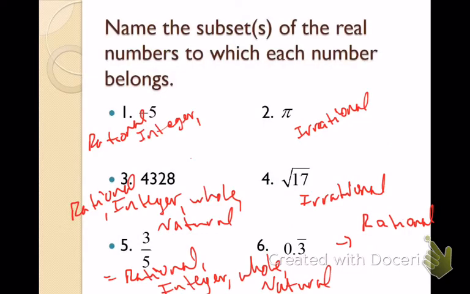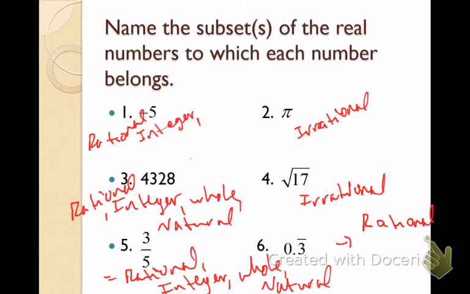So, -5 would be a rational number and an integer. It's a negative whole number, so it's definitely an integer, and so we go up into a rational number. Pi is irrational. 4,328 is a number that we can count with, and so it starts in the natural numbers and works its way all the way up into whole, integer, and rational. Square root of 17 is irrational.